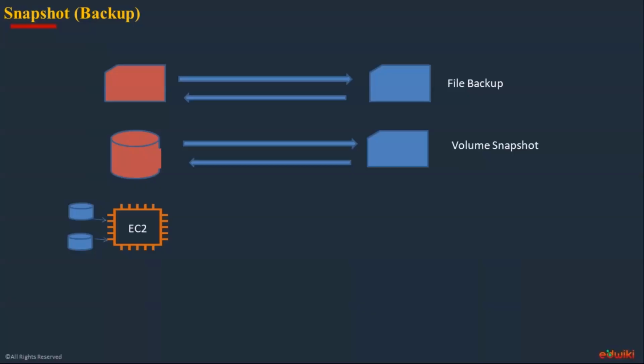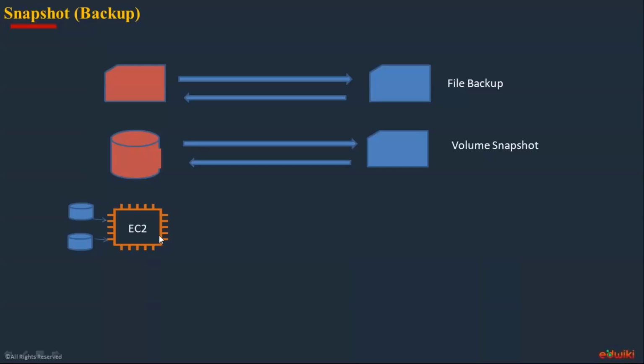AWS will help us to create a volume snapshot and restore the volume snapshot again as a volume to recover the data. We'll see how that will work now. Okay, so if this is a single volume, this is fine. I'll take the volume backup and I'll restore the volume again, right?